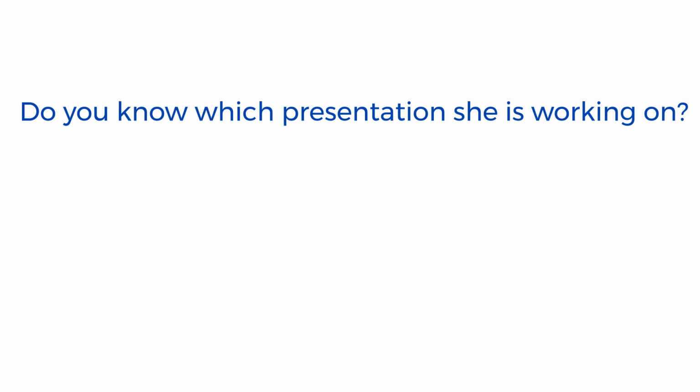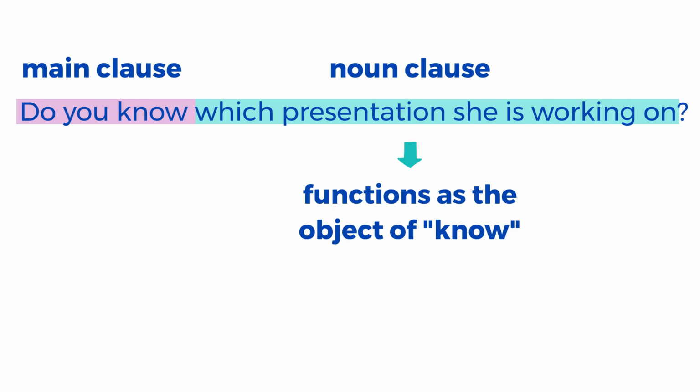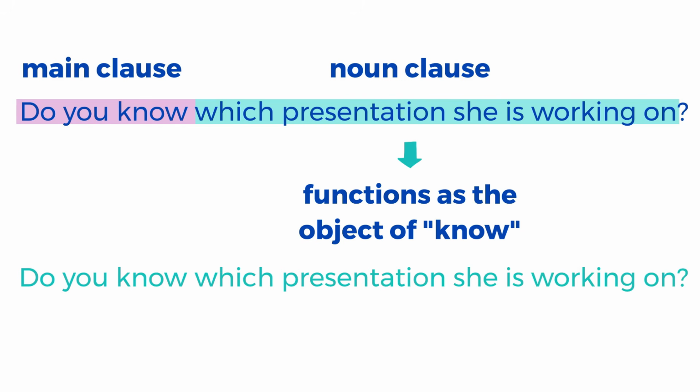Finally, why do we say, "Do you know which presentation she is working on," and not, "Do you know which presentation is she working on?" The reason is that this sentence consists of two parts. The main clause, "do you know," and a noun clause, "which presentation she is working on." A noun clause behaves like a noun and functions as the object of the verb "know." In other words, the speaker is asking, "Do you know something?" We replace "something" with "which presentation she is working on."